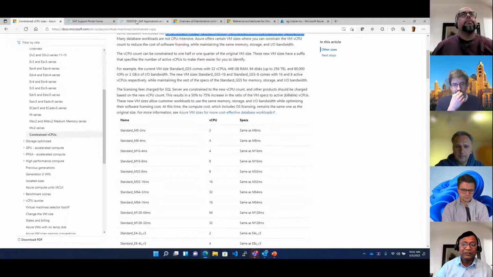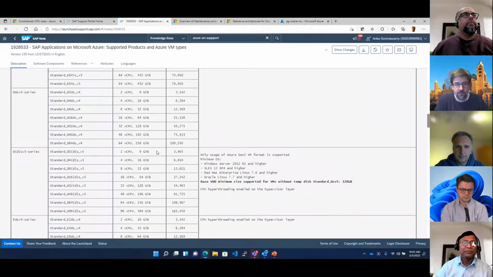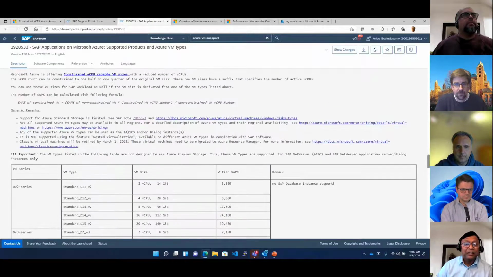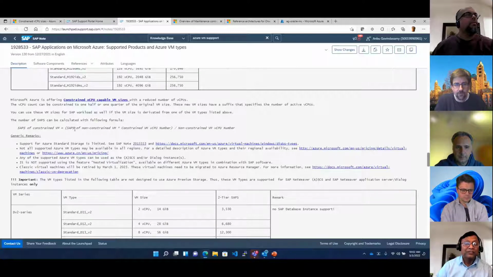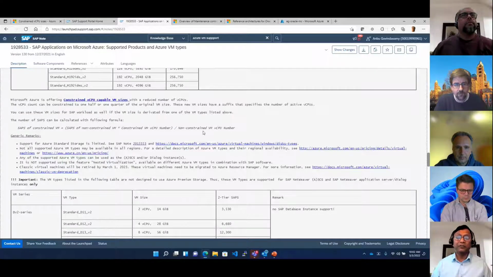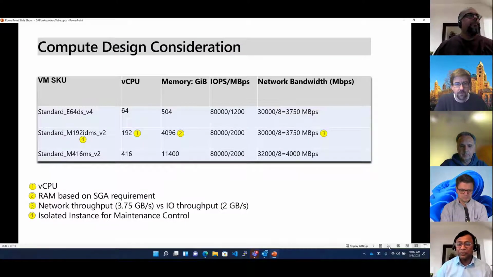If we go down quickly to the SAP OSS note, this is well documented in 1928533. If you read about it, how we do the sizing is clearly called out. I encourage this note if you're looking for Azure SKUs license optimized for running a massive Oracle database, or it could be DB2, or Microsoft SQL for that matter. And with that, let's go back to the slides. That's how you pivot on compute.